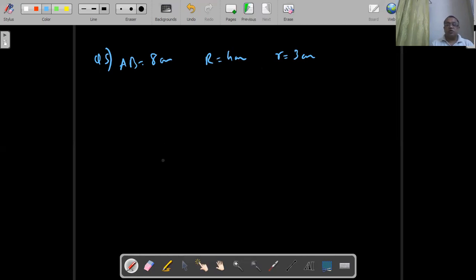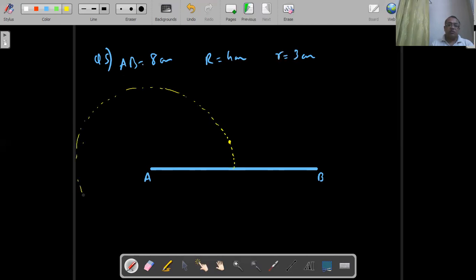So what is the question? First step is to draw a line which is 8 centimeter long. So this is 8 centimeter long. Now, this is A and this is B. As per the question, with A as the center, draw a circle with radius 4. Remember, the center of this circle is A. This is a dotted circle because it is a constructed circle.